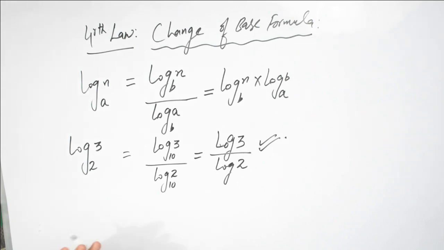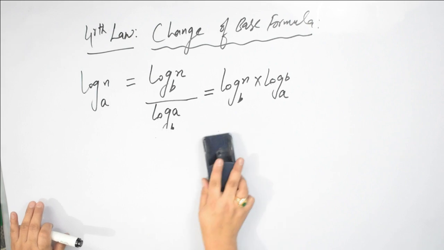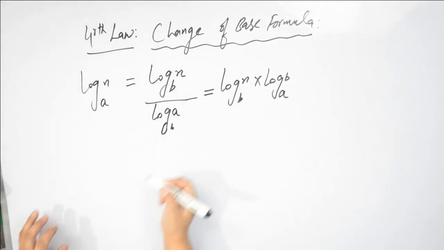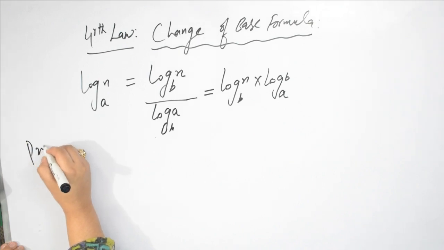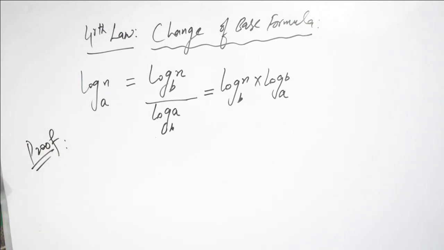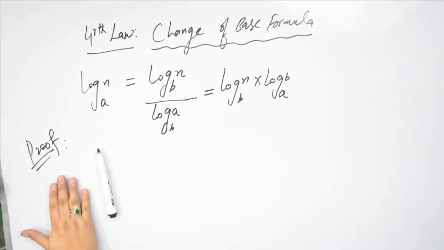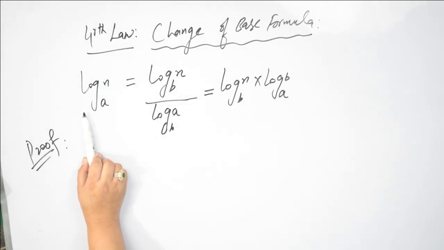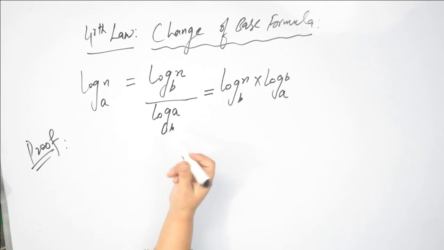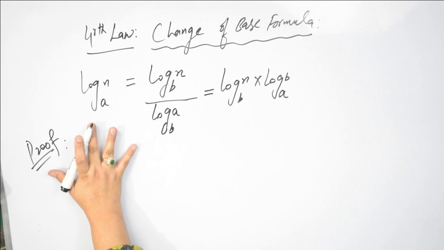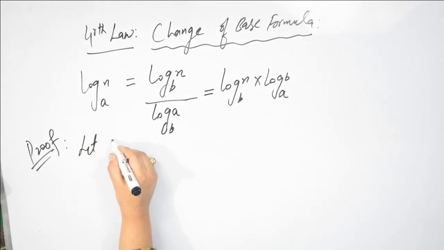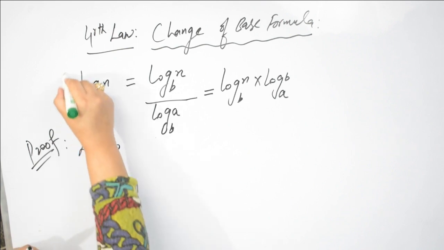Right students, now come to its proof. Let us move to the proof. Proof. Students, in this fourth law, usually in the previous three laws I supposed the terms present on my right hand side, but in this formula I am taking the left hand side. Now I am not taking the right hand side terms, so we leave the right hand side. In the left hand side, let log, which one I am taking, I will circle it so that it is clear to you.